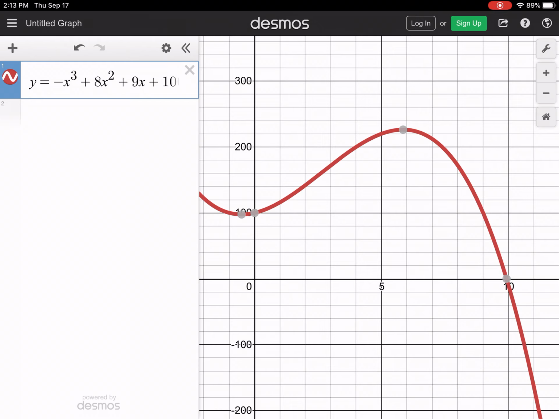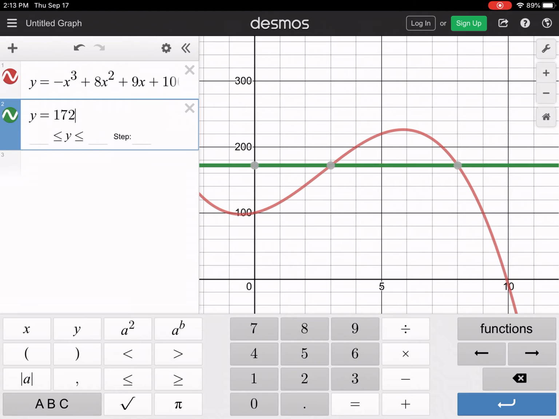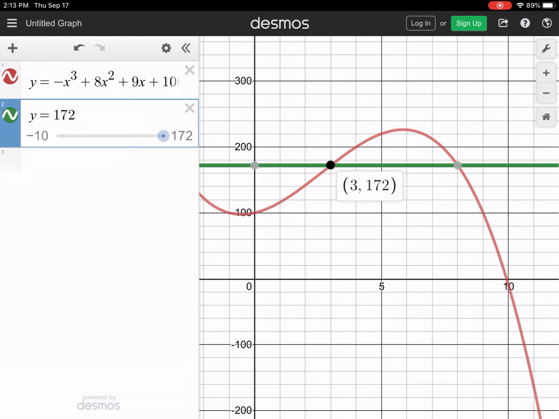But again, we can just get Desmos to do the work for us. If we say y equals 172, then it puts a horizontal line in there and find the points of intersection again. Notice that there's 2 points of intersection in this case. Both of them have y values of 172. One of them is at 3, and the other one is at 8. So the way we interpret that is they'll sell 17,200 bottles if the price is $3, but they'll also sell 17,200 bottles if the price is $8.